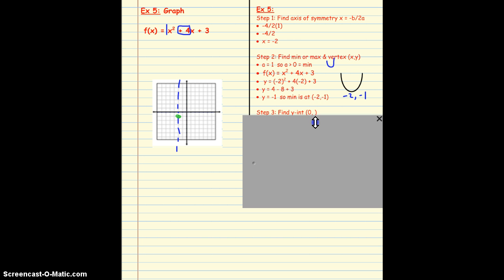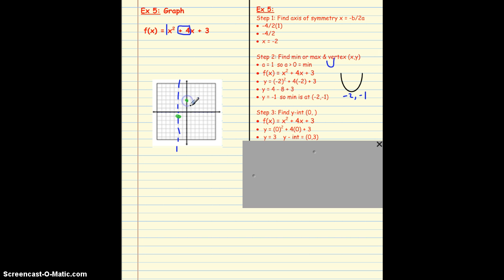All right, next thing we need to do is find the y-intercept. We need another point. We know that our y-intercept is when x equals 0. So again, we're going to plug 0 into our equation. We've got 0 squared plus 4 times 0 plus 3. Of course, that means our y value is going to be 3. So our y-intercept is going to be at 0, 3. So 0, 1, 2, 3, right here.